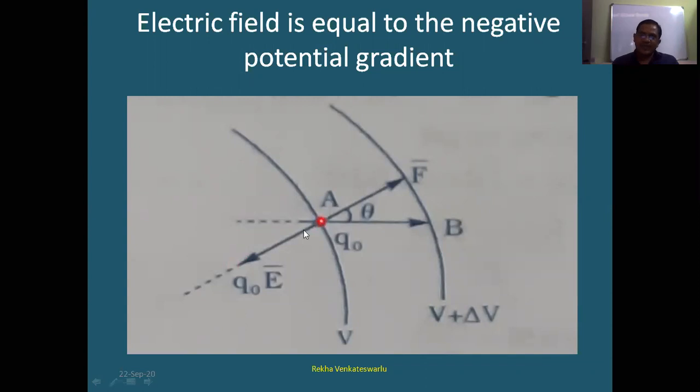So here the direction of electric field strength is along this arrow line. Therefore, the force experienced by the Q naught will be Q naught E bar in this direction. So the force acting on the Q naught is along this direction. Number one. Second point: here the test charge Q naught is moved from point A to B.